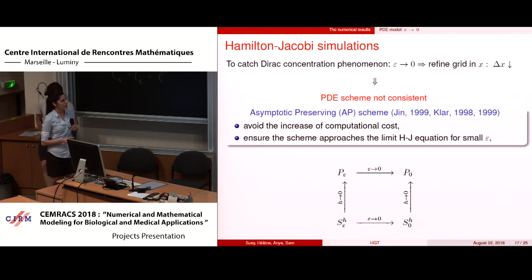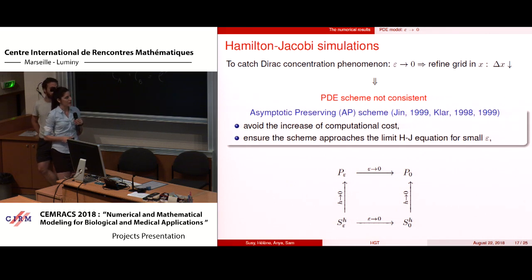One way to understand this AP scheme is that when we have some epsilon bigger than 0, the AP scheme is consistent with the PDE problem, and when epsilon goes to 0, normally the solution of the PDE problem converges to the solution of the Hamilton-Jacobi equation.